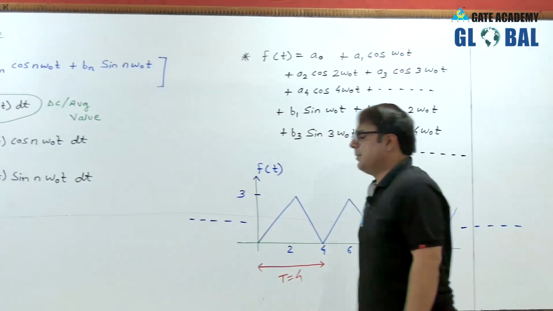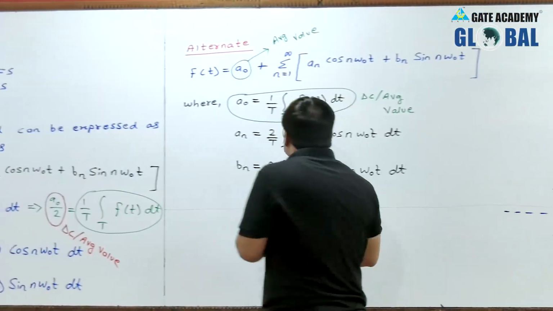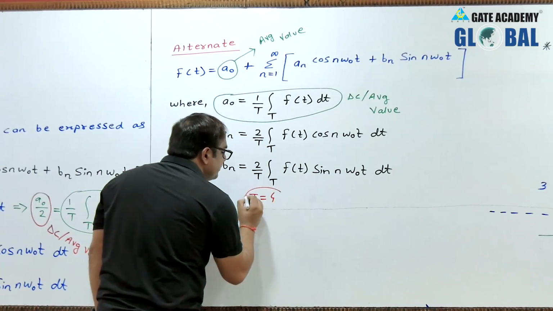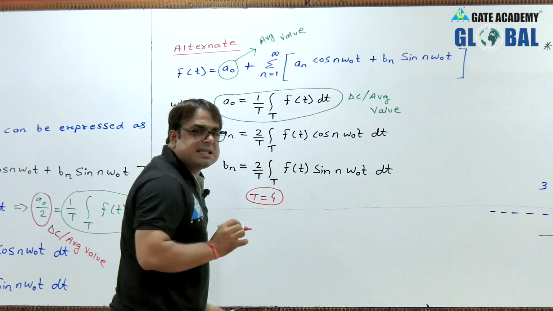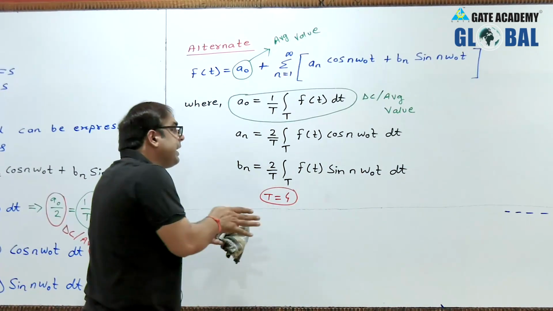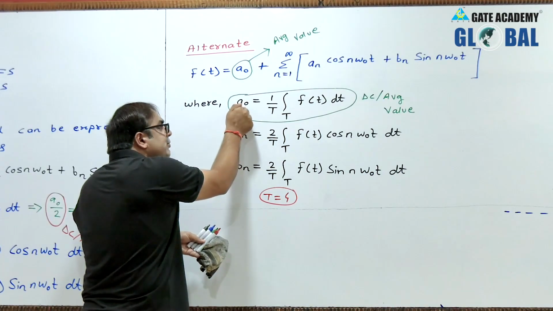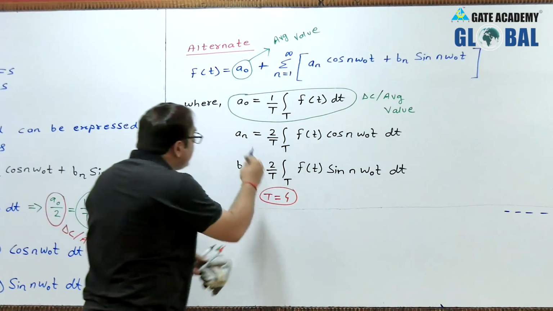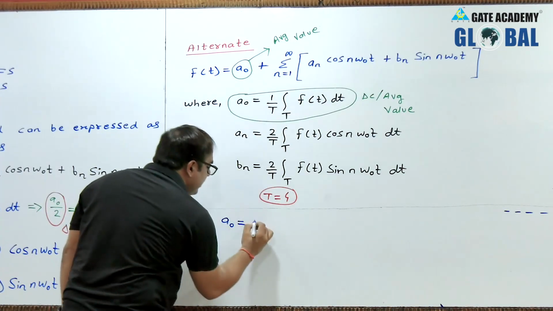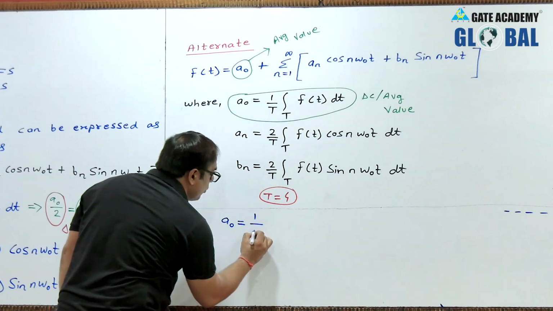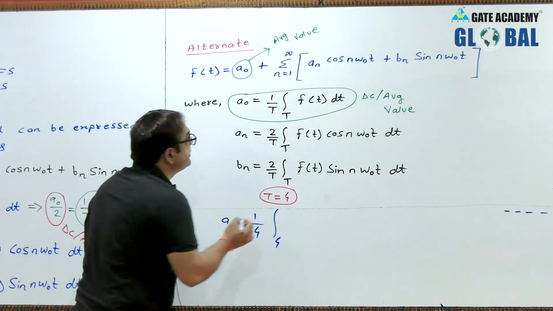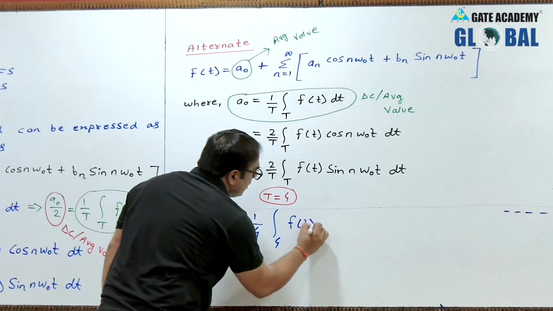It means for this example, the value of T is equal to 4. So now, if by expression I want to solve for the value of a naught, it will become: a naught is equal to 1 upon T, means 1 upon 4, integrating over a time period 4, f of t dt.